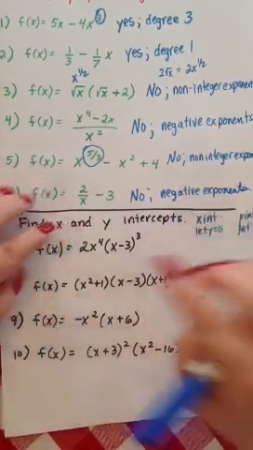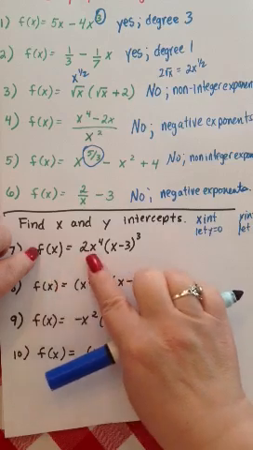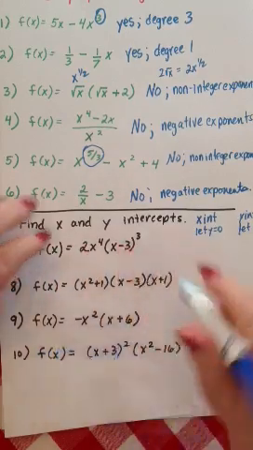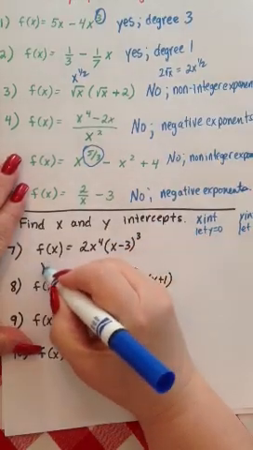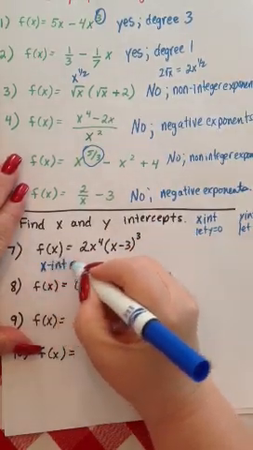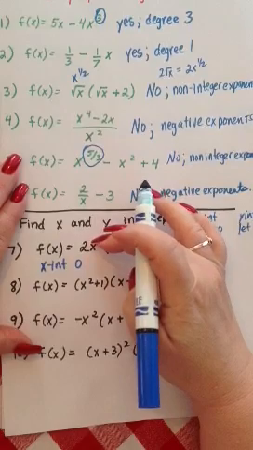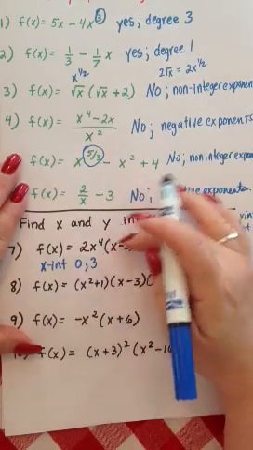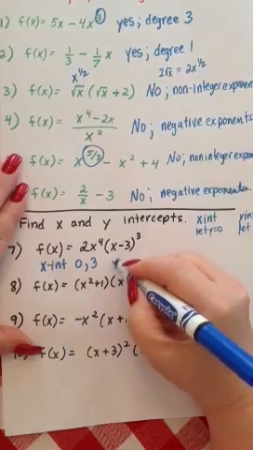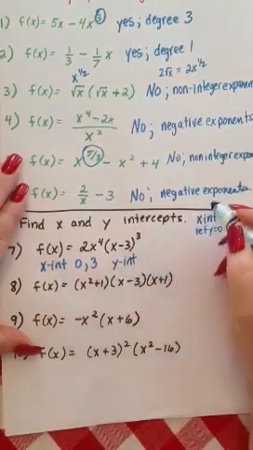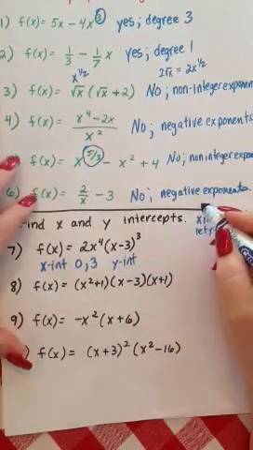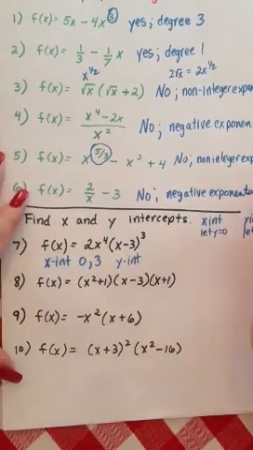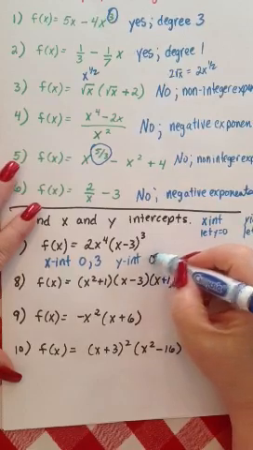So the first one, if you let this be 0, the values of x that would make this 0 would be 0 and 3. So it's going to have x-intercepts of 0, that comes from the x to the 4th, and positive 3, that comes from this factor right here. It has y-intercepts if you let x be 0. So 0 times anything is 0, so it's going to have a y-intercept of 0.